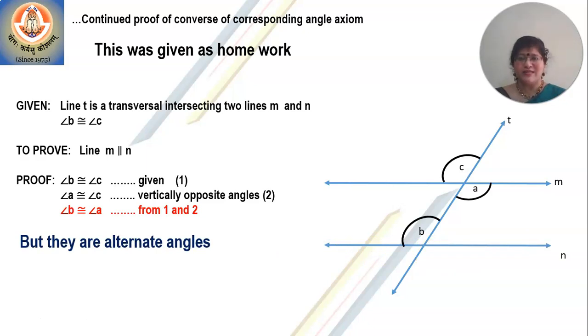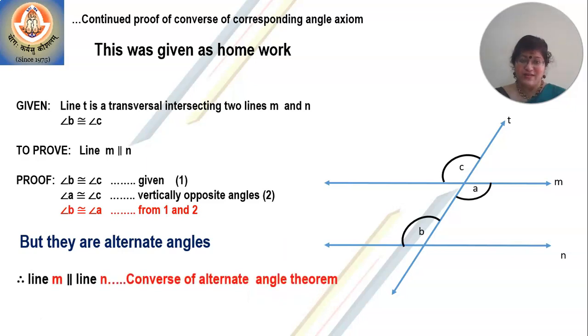So what if they are alternate angles? Will the lines be parallel? Yes. Now why would the lines be parallel? Because you have learned that according to converse of alternate angle theorem, when a transversal intersects two lines and if a pair of alternate angles is congruent, so we have alternate angles out here and they are congruent, then the lines become parallel. So we are actually doing converse of corresponding angle axiom, but we are taking the help of converse of alternate angle theorem.